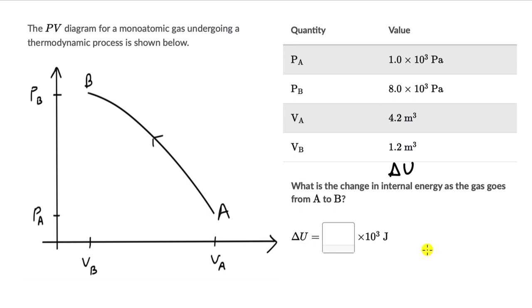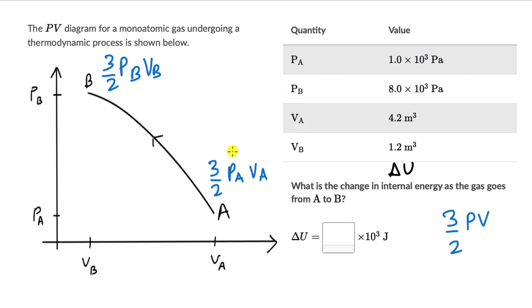Okay, hopefully you gave this a shot. Now, from the kinetic molecular theory of gases, we know that the kinetic energy of a monoatomic gas is equal to 3 by 2 PV, which is the same as the internal energy of the gas. So the internal energy of the gas at point A, we can write as 3 by 2 PA into VA. And the internal energy at point B, we can write as 3 by 2 PB into VB. We already know the values of PA, VA, PB, and VB. So let's put in these values and try to figure out the change in internal energy.